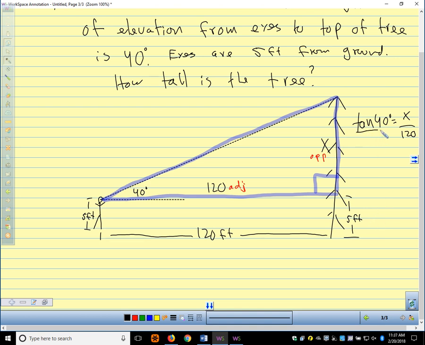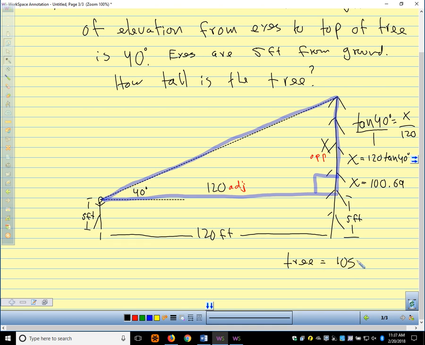I can think of this as tangent 40 over 1 to remember to cross multiply. I get x equals 120 tangent 40 degrees. Plug that in my calculator just like that, and I get that x equals 100.69. Well, we know that we need to add 5 feet to get the height of the tree.